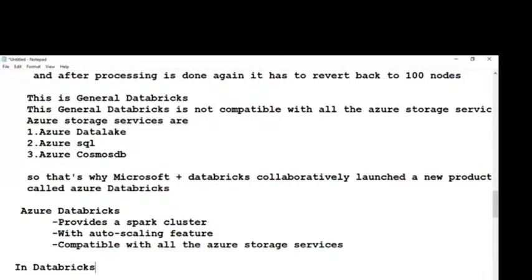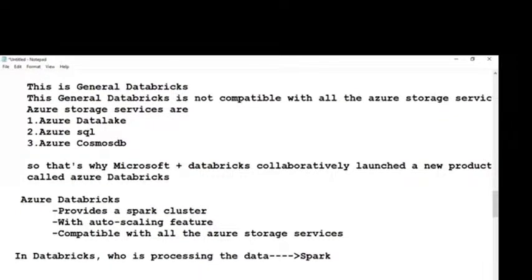In Databricks, who is processing the data? Who is processing the data? Spark, right? In Databricks, who is processing the data? Spark.